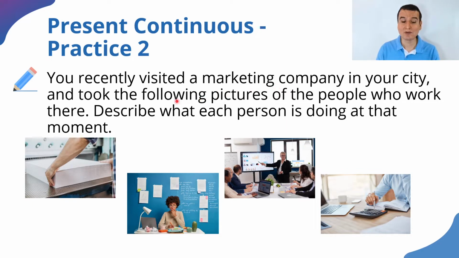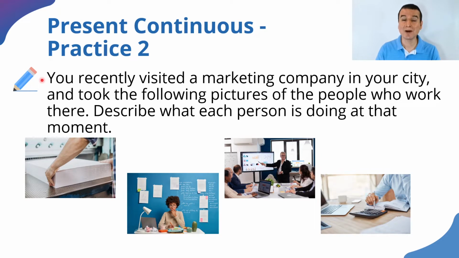All right? So you visited a company like that in your city and took the following pictures, these 4 pictures here, of the people who work there regularly. They work there, they do their things there, and at the moment that you took the pictures, they were doing something in particular. So describe what each person is doing at that moment. And for that, of course, you are going to use the present continuous tense to talk about their experience, not your experience, what they are doing at that moment. All right? Look at the pictures and see what they could be doing. Remember that they are working in a marketing company.